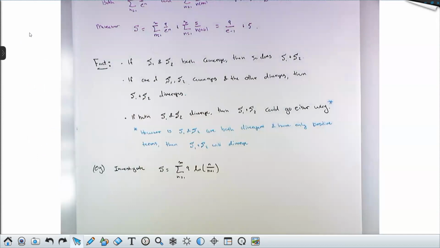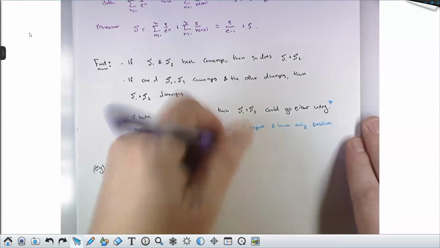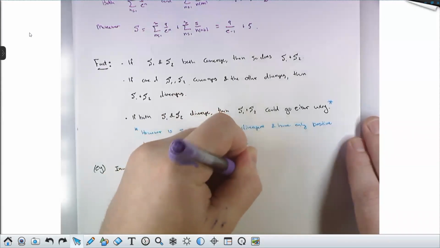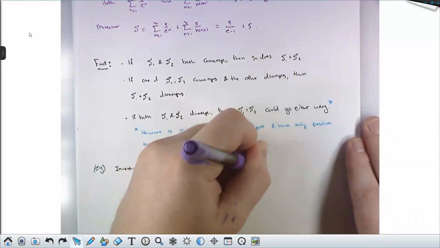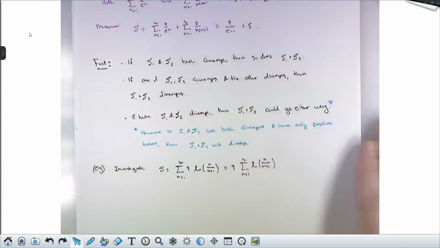Does anybody have an idea as to how we could get started here? Definitely not going to do partial fractions, right? That natural log term, this is not a rational function. First thing I would do is pop out the constant 9. Very good. 9 comes out. And what's left is sigma n from 1 to infinity, natural log of n over n plus 1.